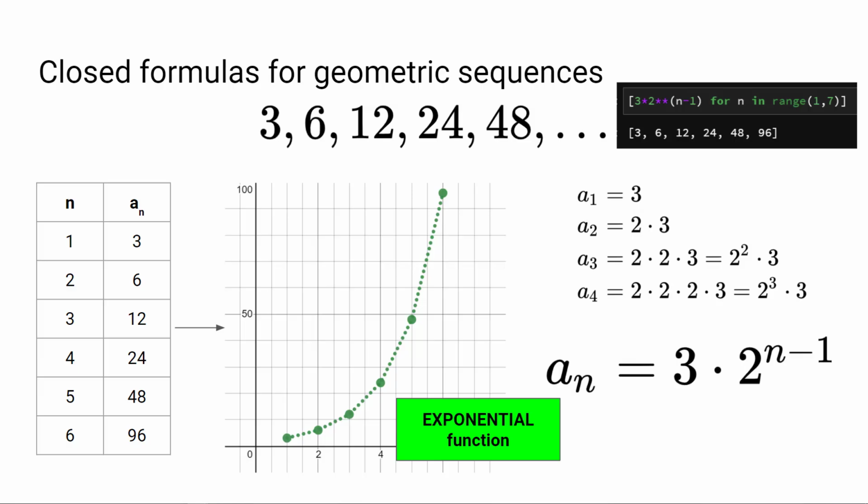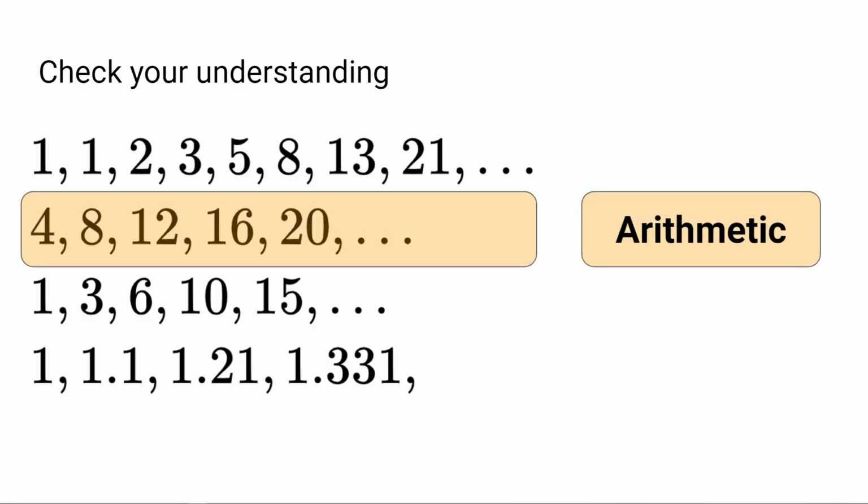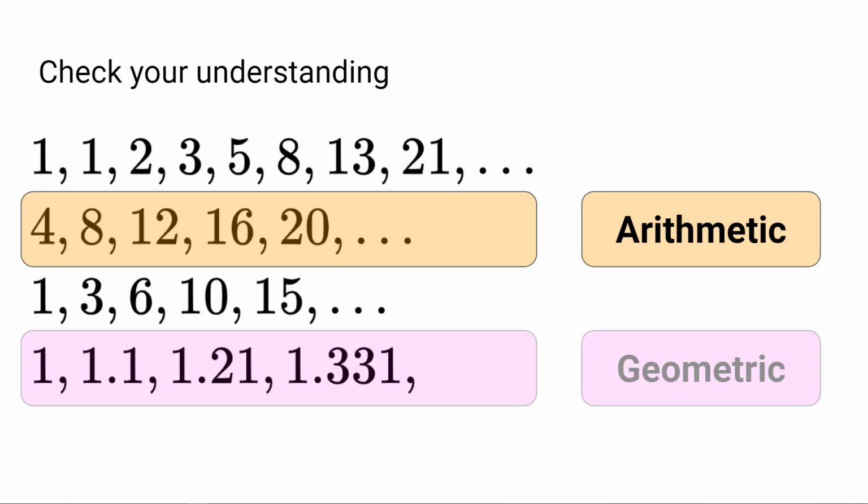Let's review this for a moment. Here are 4 sequences. Pause the video and label each one as arithmetic, geometric, or neither. So only the second sequence is arithmetic because the terms are going up by the same amount, namely 4, each time. Looking at the differences between terms in the other 3 shows you that these don't increase by the same amount each time. Likewise, I can tell which one is geometric here by looking at the ratios between the terms.